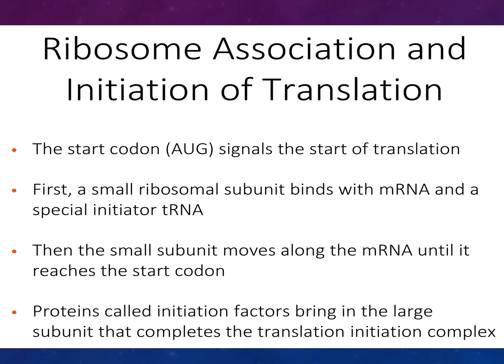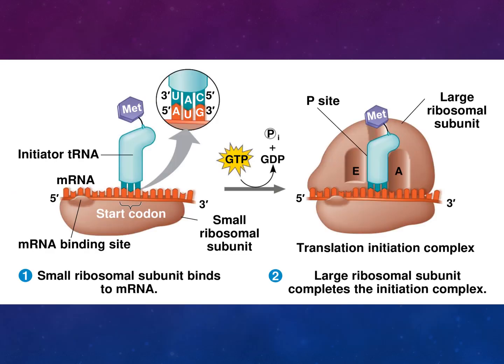A small ribosomal subunit binds with the mRNA and a special initiator transfer RNA. Then the small subunit moves along the mRNA until it reaches the start codon. Proteins called initiation factors bring in the large subunit that completes the translation initiation complex. Here's an example of that. You can see the small ribosomal subunit binding to the mRNA, and the large ribosomal subunit completing the initiation complex.